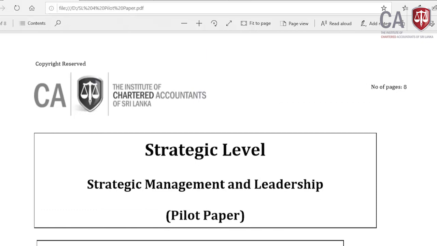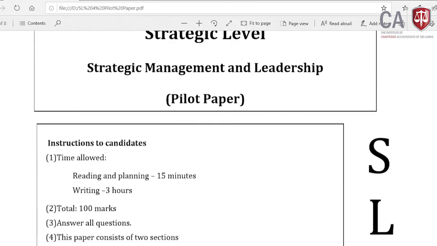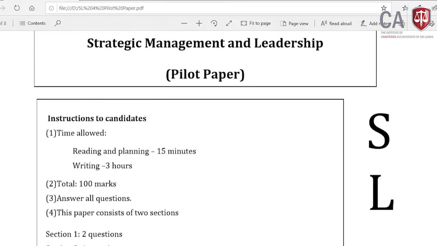So, strategic management and leadership. Now, look at the paper, strategic level, strategic management and leadership. Pilot paper. So, look at the instructions to candidates. Time allowed: reading and planning 15 minutes, write in 3 hours. Reading and planning 15 minutes, then write in 3 hours. So, that means you have 3 hours and 15 minutes.